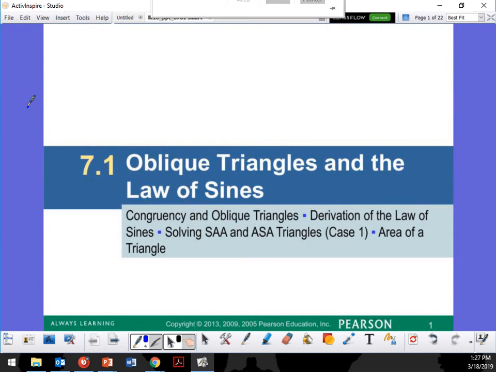All right, so right here, oblique triangles and the law of sines. Now, law of sines.